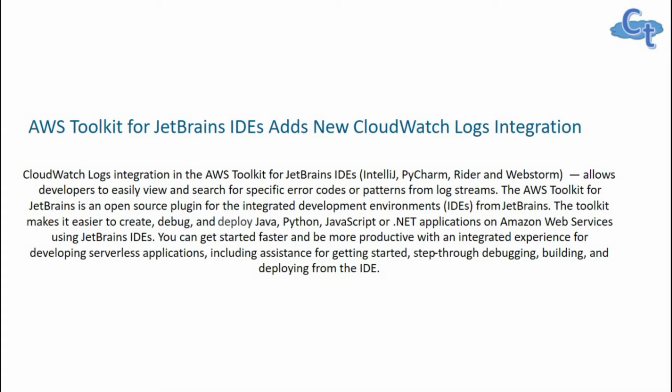CloudWatch Logs integration in the AWS Toolkits for JetBrains IDEs allows developers to easily view and search for specific error codes or patterns in log streams. The AWS Toolkit for JetBrains is an open source plugin for the integrated development environments from JetBrains. The toolkit makes it easier to create, debug, and deploy Java, Python, JavaScript, or .NET applications on Amazon Web Services. JetBrains is a software development tool, whereas CloudWatch Logs is used to monitor and troubleshoot your AWS environment with custom logs.